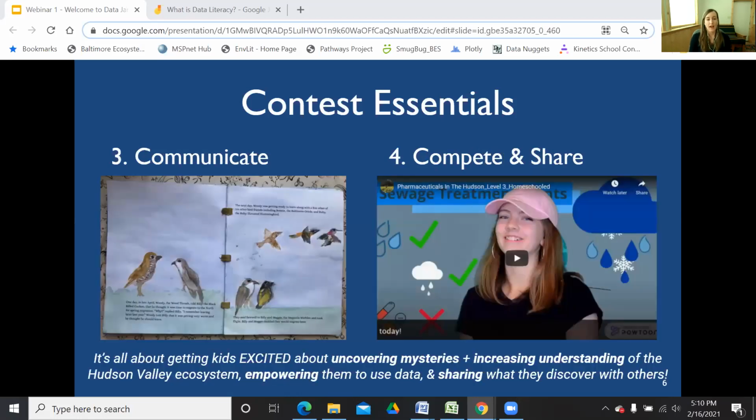And then once they have found their data, they've done some graphs and found patterns, they are going to work to communicate in a creative way the story that the data is telling them. So in the past, students have done all sorts of projects. The imagination really is the limit.